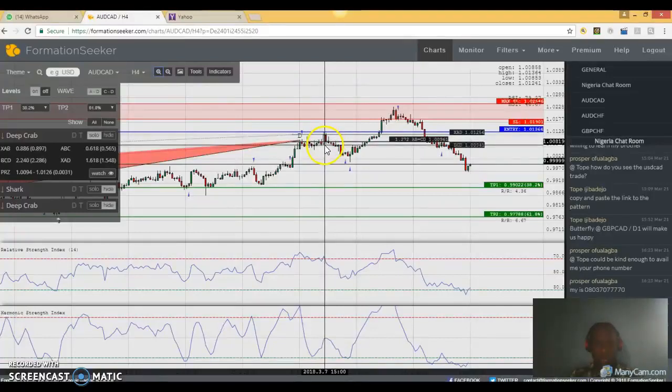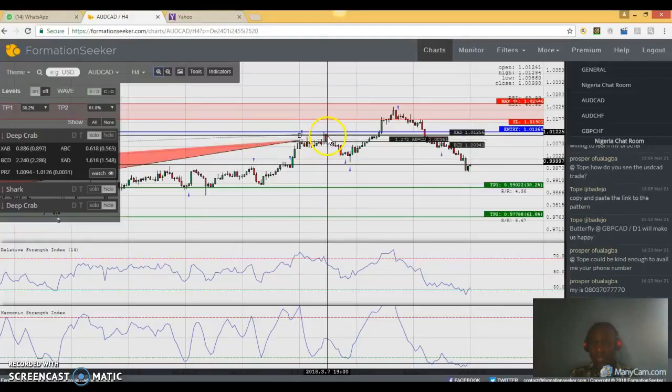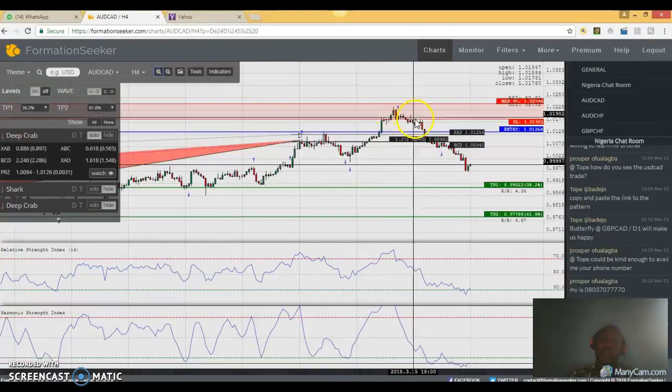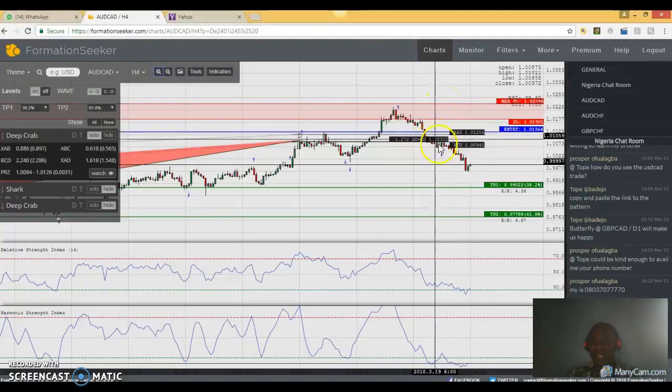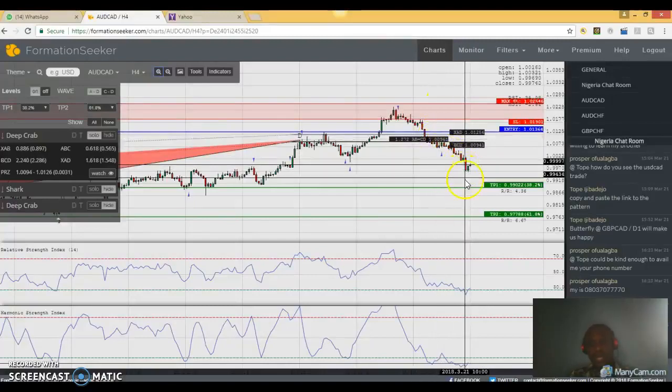For me, this could be like an off-white. So he gave us, and then it came down, went back, approached our stop loss, and then back. We are here. Now, if you had used SL1, you would have been stopped out, definitely. But whenever Formation Seeker gives you 2 SL, like I said, always make sure you use the max SL. Now, you are here, close to your TP1.